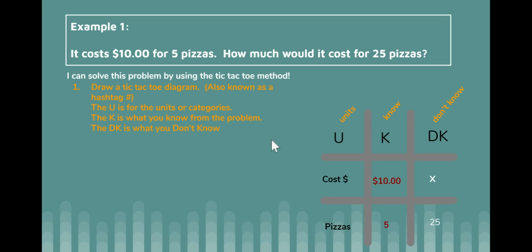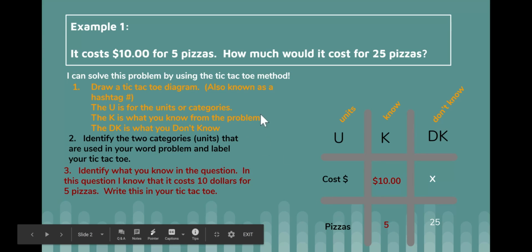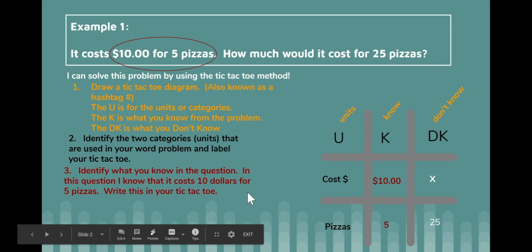Our second part is identifying the 2 categories or units that are used in that word problem, so that we can label our tic-tac-toe. I already have it labeled for you, but when we go up to the top, we're going to look. Here I have 10, right? That's money. That's cost. $10 for 5 pizzas. So I identify what I know, and I come over here. It costs $10 to get 5 pizzas. That's what I know. I'm going to write that in my tic-tac-toe.